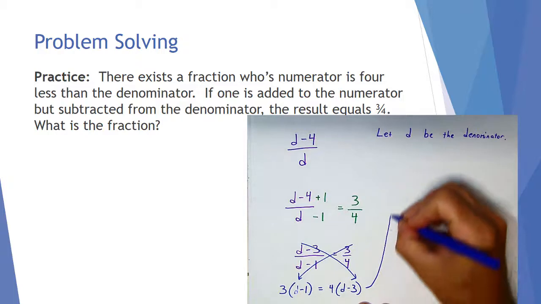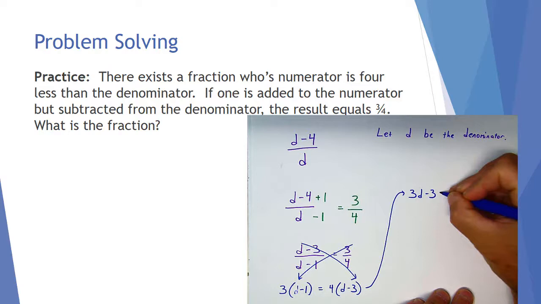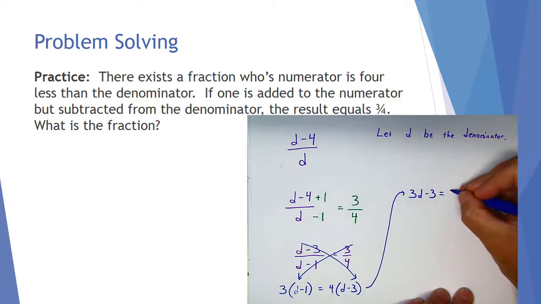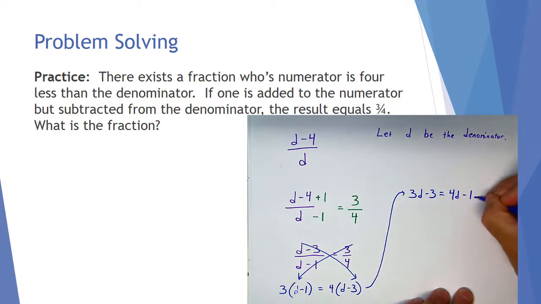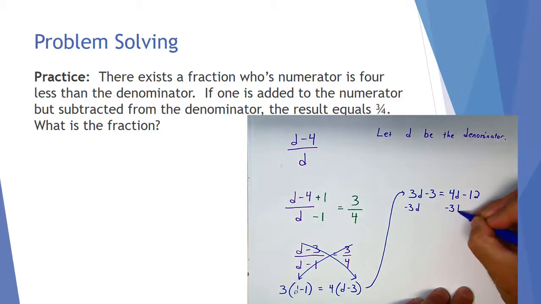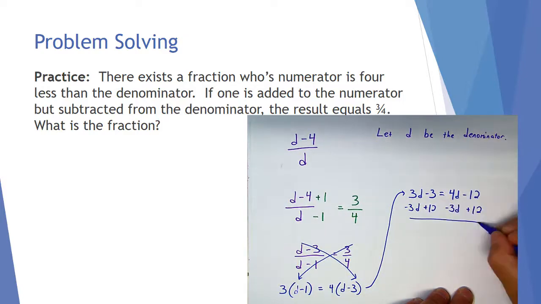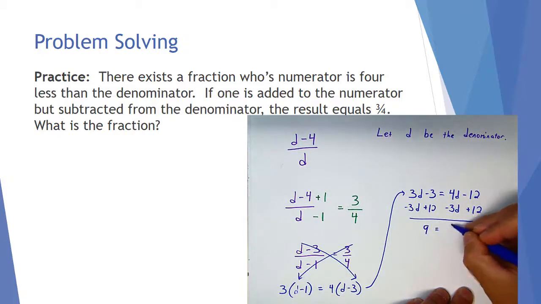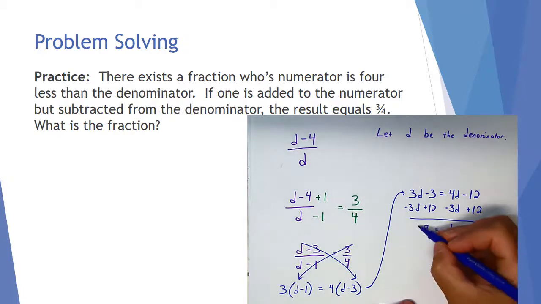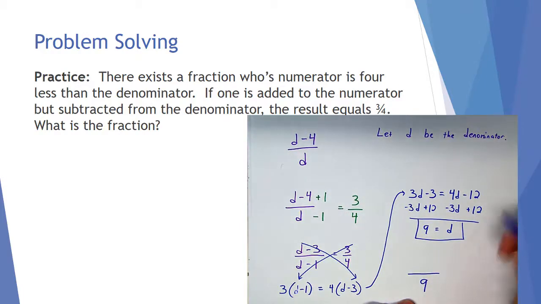Now that's easily solved, and so if we distribute, we get 3d minus 3 equals 4d minus 12. So let's subtract 3d from both sides to get the d's together, and at the same time we'll add 12 to get the constants together, and we end up with 9 equals d. So we just found our denominator. The d value here is 9, and so our fraction has a denominator of 9, but remember the numerator was 4 less than that, so our fraction must be 5/9.